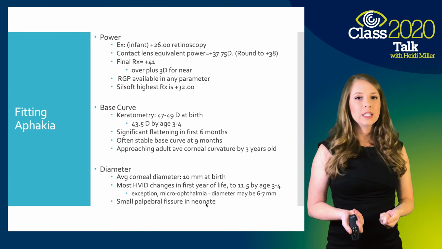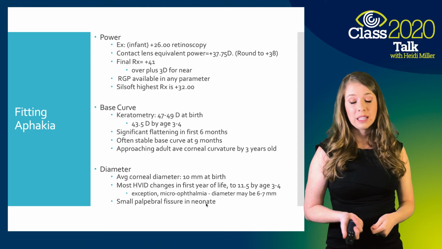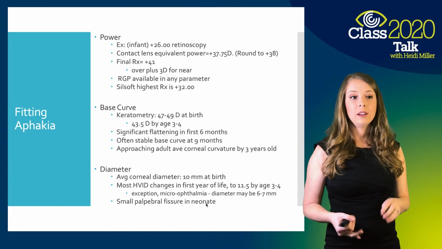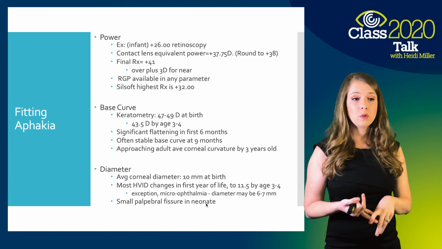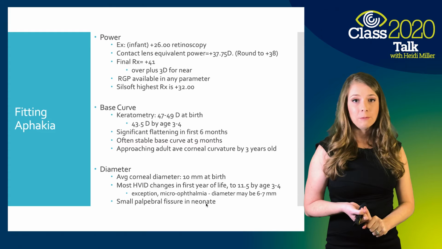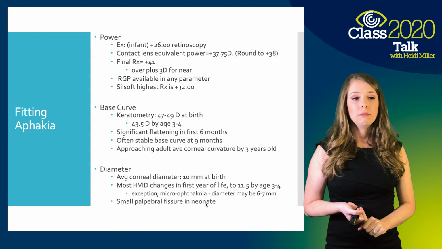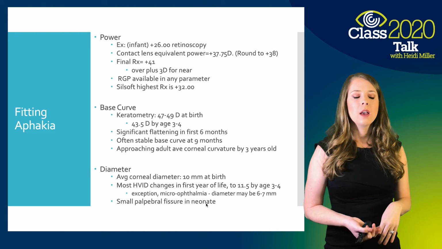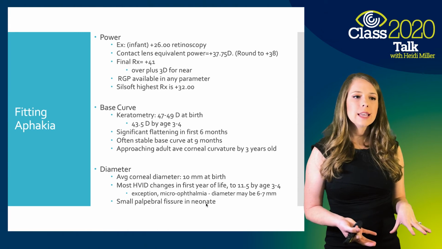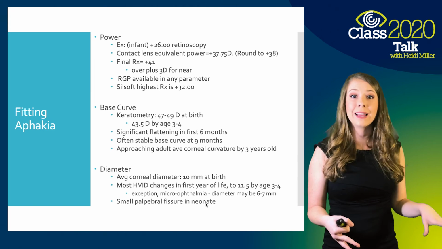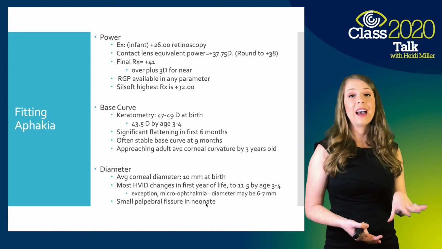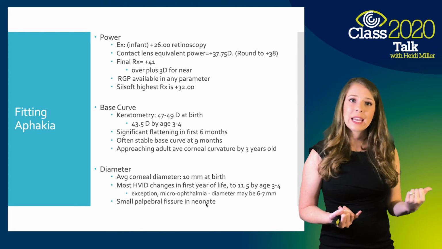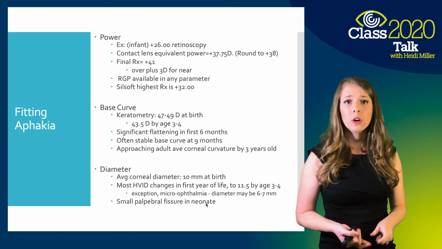Well, that alone already tells you that we're not going to be able to use SilSoft because SilSoft only comes up to plus 32. So our other options will be a GP or some sort of custom hydrogel type of lens. And in both of those categories, I do feel like you have a significant amount of parameter options. However, I personally tend to just go the GP route because I really have had a lot of success with GPs.